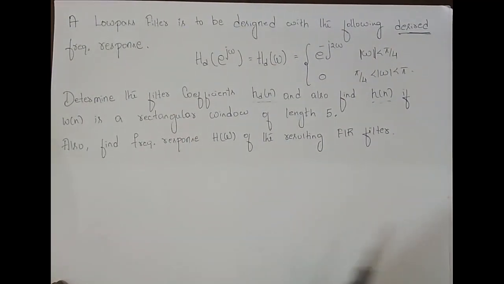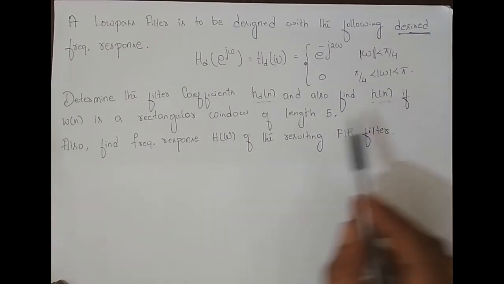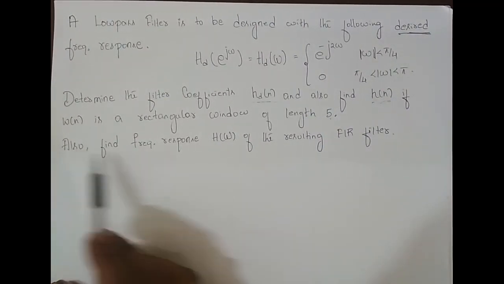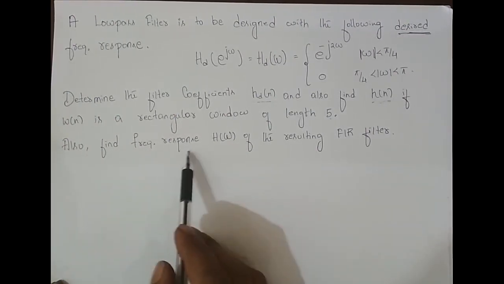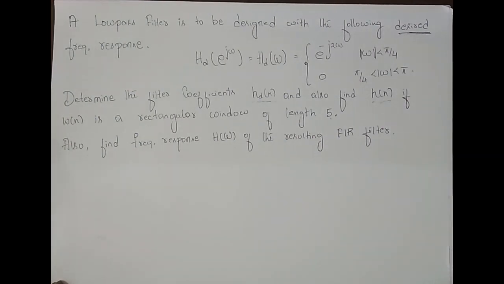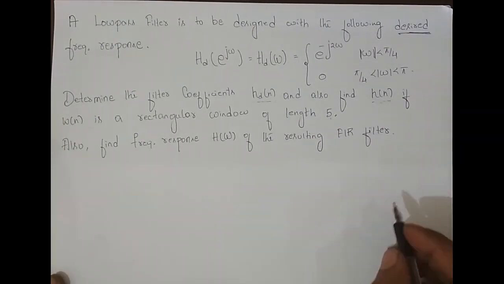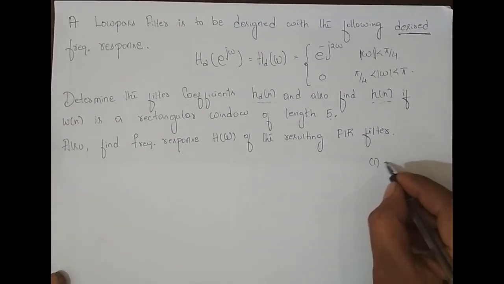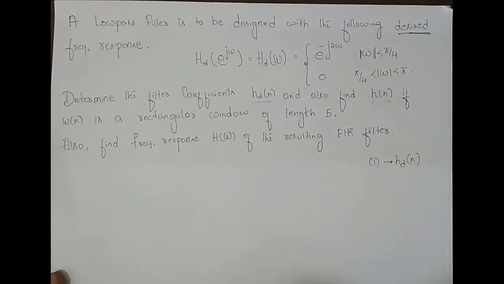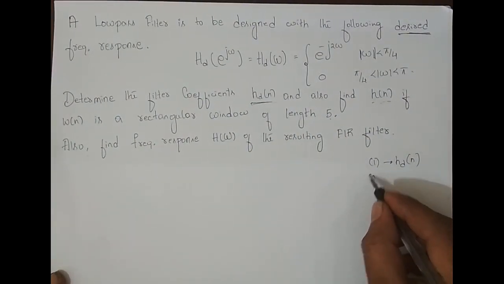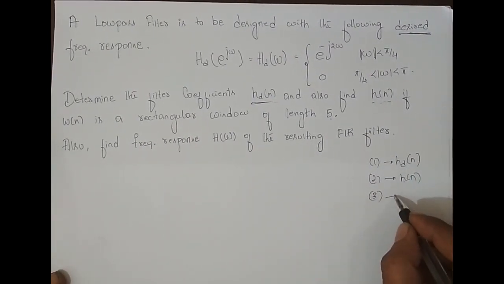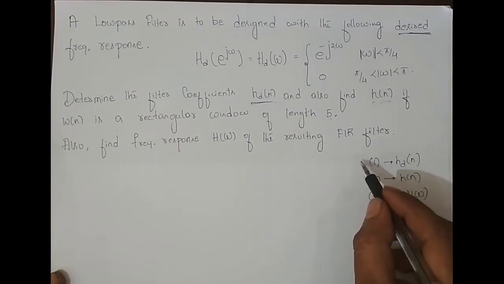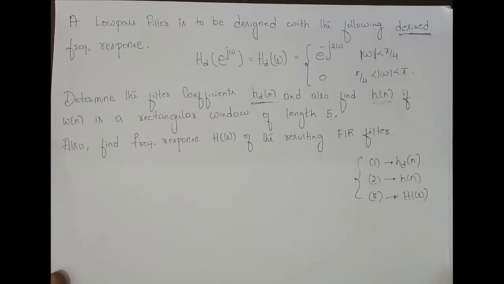Once I'm done with the designing, once I get h of n of length 5, I need to find its frequency response as well, because it has also been asked to find the frequency response h of omega of the resulting FIR filter. So my aim here: the first part is to get HD of n, the desired impulse response. The next part is to get h of n. I will let you know the relationship between h of n and HD of n. And the next thing I need to find is its frequency response h of omega. These are the three things which I need to find.